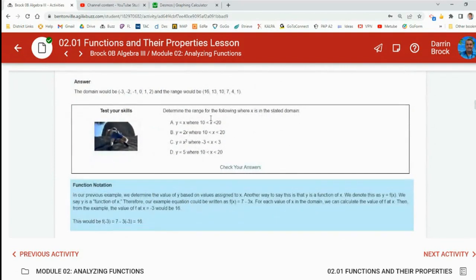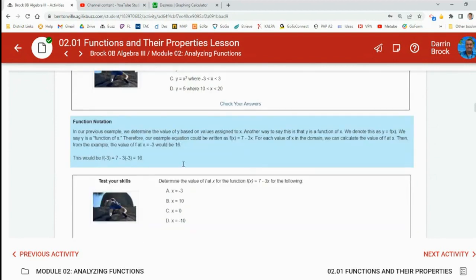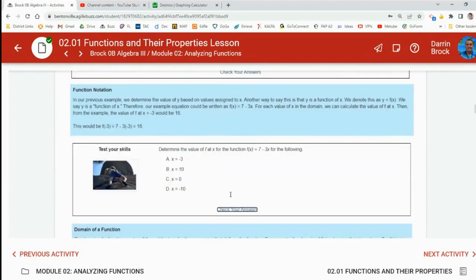So determine the range for the following with x. So here's another one for you to practice. Check your answers. All right, let's talk about function notation. I'm not going to do all these example problems because you can read this on your own. This is your responsibility to go through the lesson. But I'm going to pull key points out of here to make sure you don't miss it.